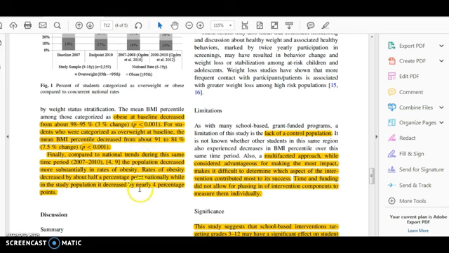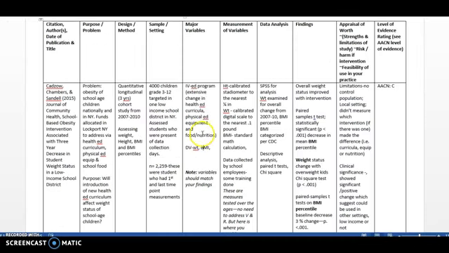So anyways, they go through this, they talk about it, and then they look at the national trends as well. But again, the most important thing is that I put these two as my major variables, so I need to address these over here in this findings section. So overall, the weight status was improved with intervention. That was the overall thing that we really found.